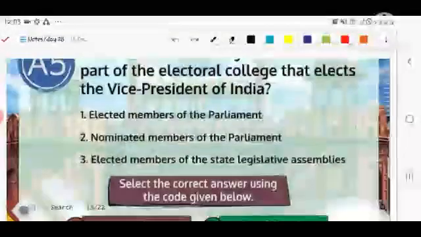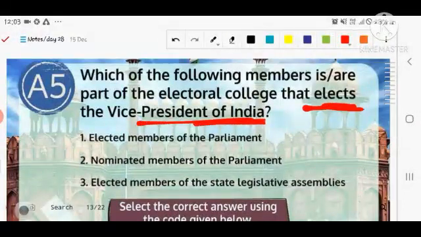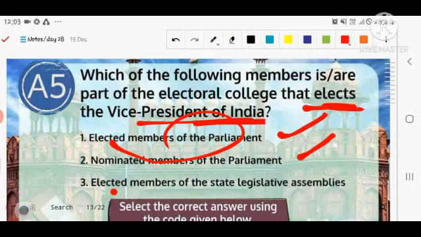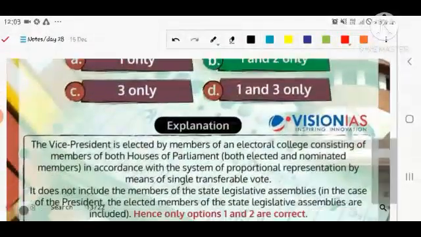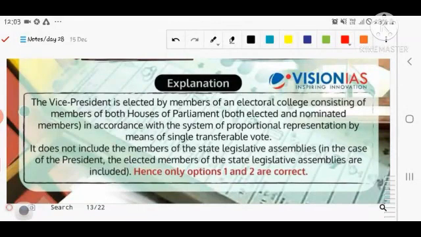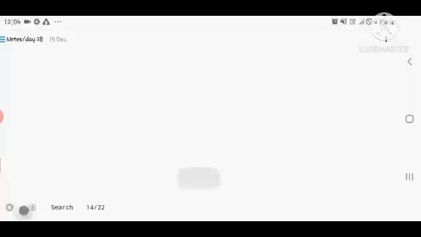Let's see which of the following is part of the electoral college for the Vice President. Elected members of Parliament, nominated members of Parliament, yes, that is correct. But elected members of the state legislature are part of the election of the President of India, not the Vice President. The Vice President is elected by an electoral college consisting of members of both houses of Parliament, both elected and nominated members. In the case of the President, only elected members participate in the electoral college, but the legislative assemblies are also represented in the President's election, which is not the case for the Vice President. The system used is proportional representation by single transferable vote. So the first and second statements are both correct here.